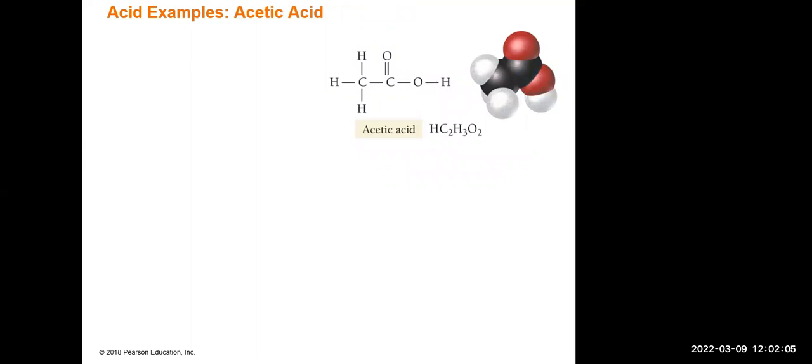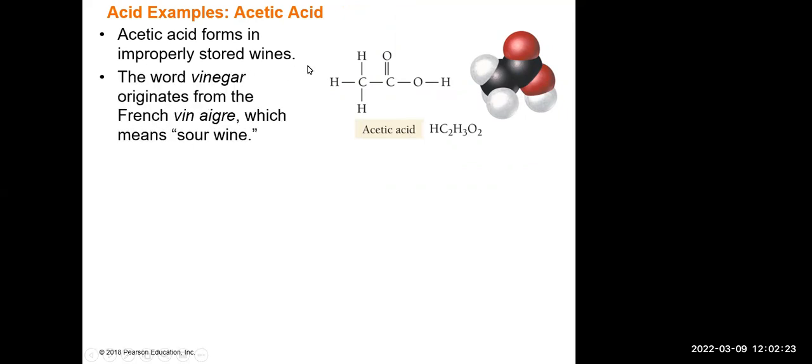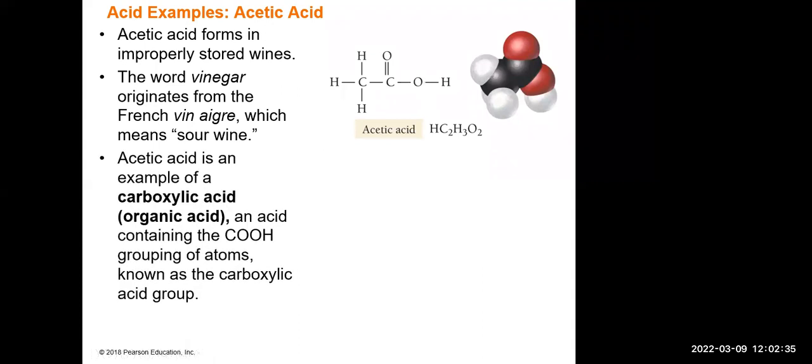Another example of acid is acetic acid. Here's the picture and formula for the acetic acid. Acetic acid forms in improperly stored wines. The word vinegar originates from French vin aigre, which means sour wine. Acetic acid is an example of a carboxylic acid. It's an organic acid. These acids contain the COOH group of atoms known as the carboxylic acid group.